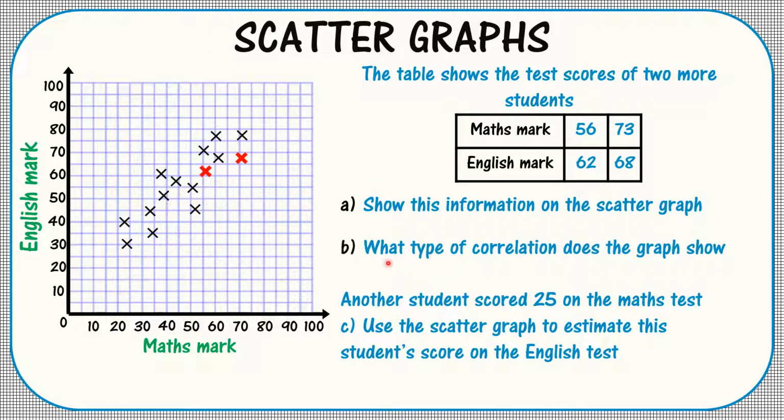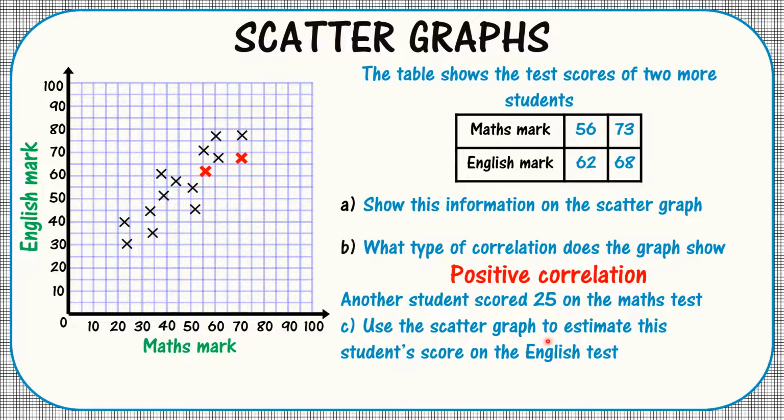For question B, what type of correlation does this graph show? As you can see, it is a positive correlation. As the maths mark increases, the English mark also increases. The final question is another student scored 25 on the maths test. Use the scatter graph to estimate this student's score on the English test.